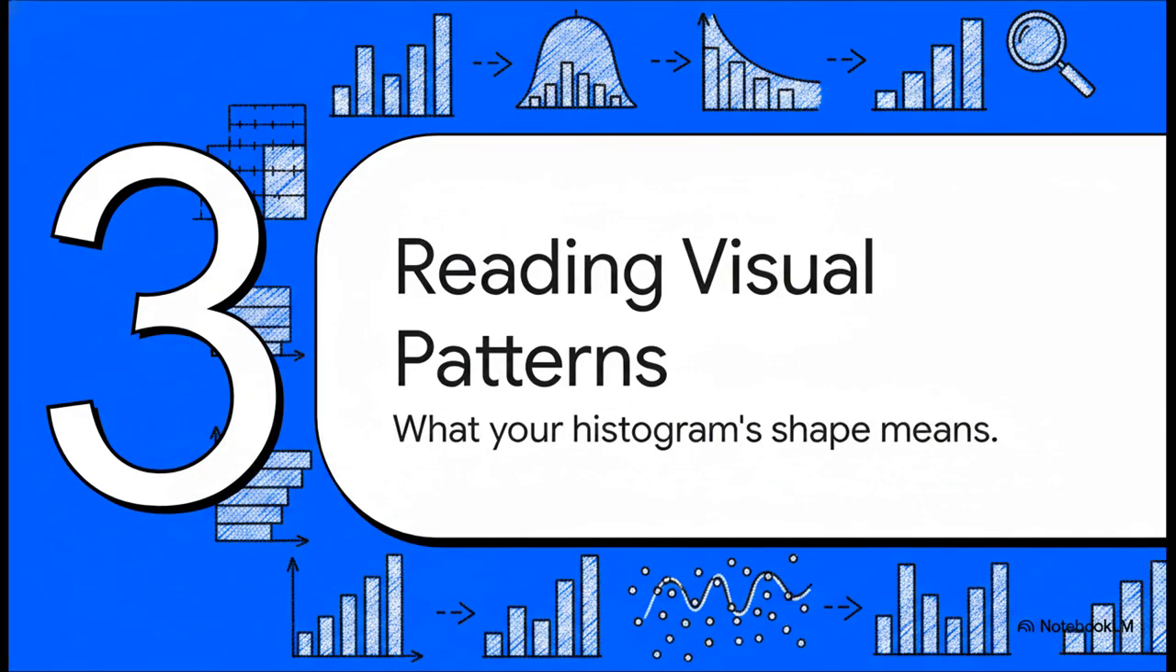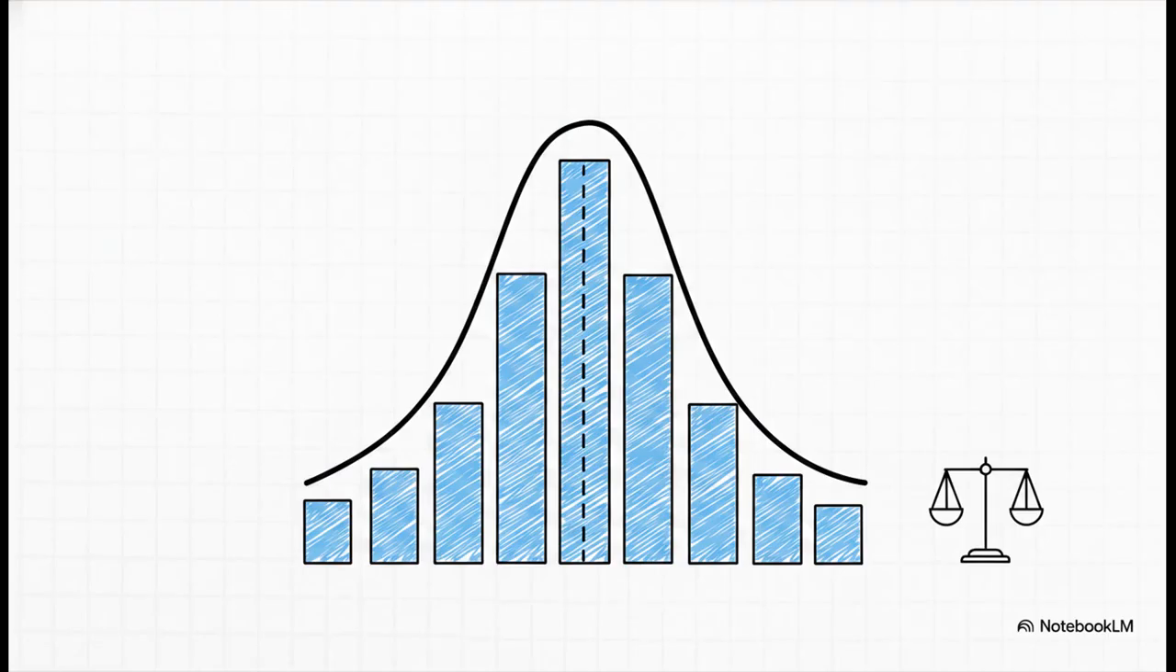Let's take a look at a few of the most common patterns you're going to run into and what they actually mean. This is the classic, the normal distribution, also known as the bell curve. It's that perfect symmetrical shape with the big hump in the middle. When you see this, it often means your process is stable and predictable. Most values are clustered around the average, with fewer and fewer as you get further away. That's a process in balance.